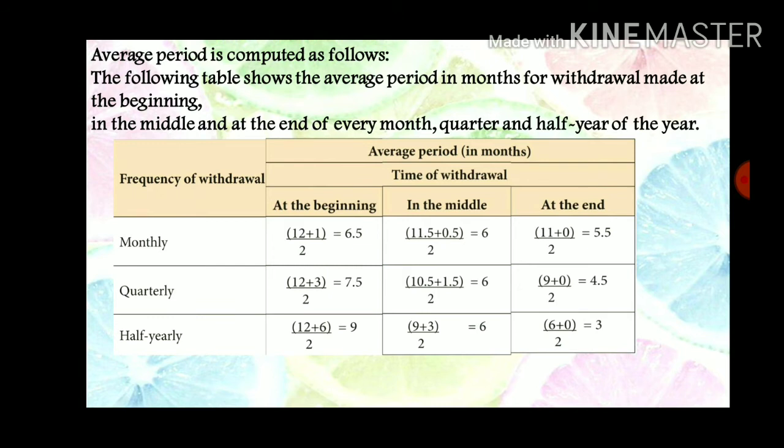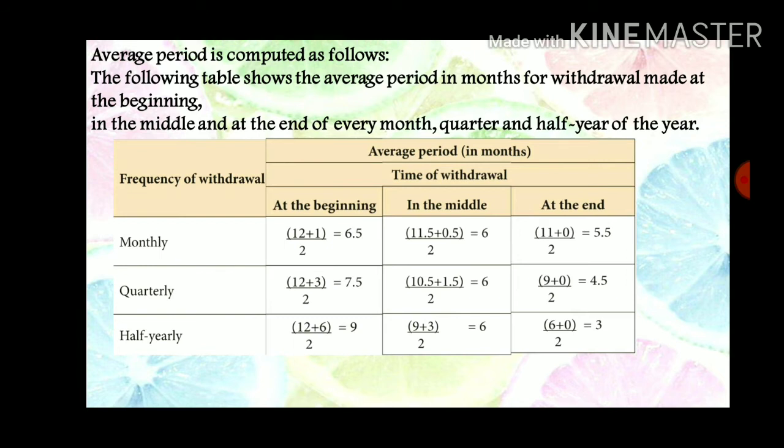At the end, so beginning 11 months, end of the month 0. So 11 plus 0, 11. 11 by 2, 5.5. We get 5.5. So month wise, if it is the beginning, we consider an average period of 6.5. We consider for the beginning month wise 6.5, if in the middle then 6, at the end of the period 5.5.